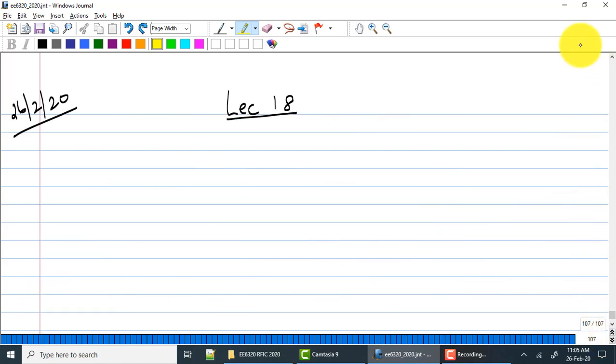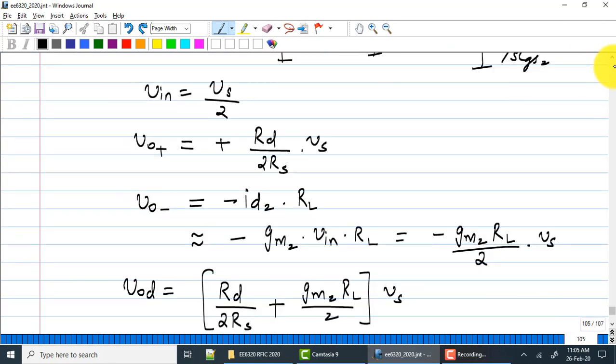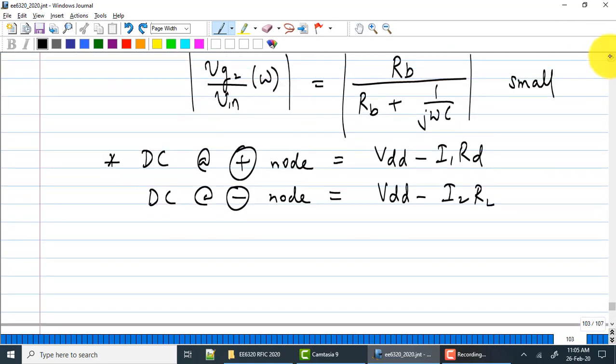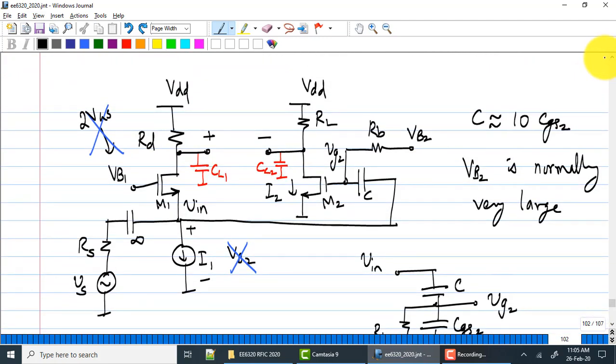So let me see, did we calculate explicitly the expression for the noise figure? I think we did not. So let us calculate the expression for noise figure and gain and so on. In this case, there are basically six sources of noise, okay? You have the source resistance, the current source, M1, M2, RD, and RL.